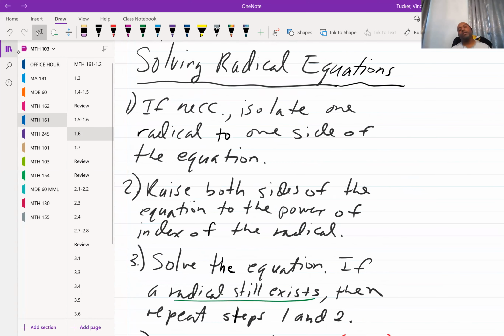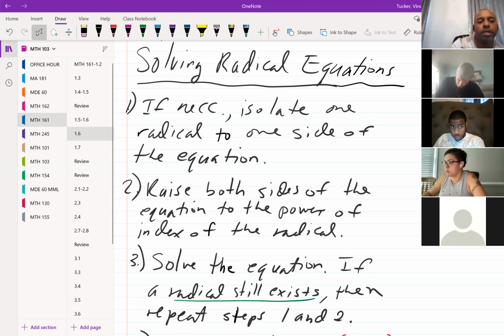Now radical equations have a few steps. I just want to make sure it's worded out so we can follow them accordingly. Solving radical equations: Step 1, if necessary, isolate one radical to one side of the equation. Step 2, raise both sides of the equation to the power of the index of the radical. We'll see what that means in a second, when we put numbers on it. Step 3, solve the equation. Then if a radical still exists, repeat steps 1 and 2.